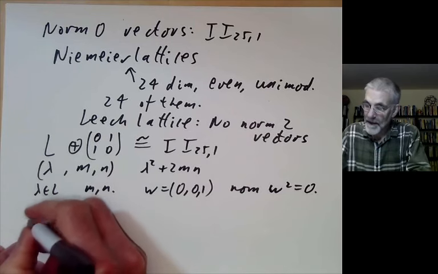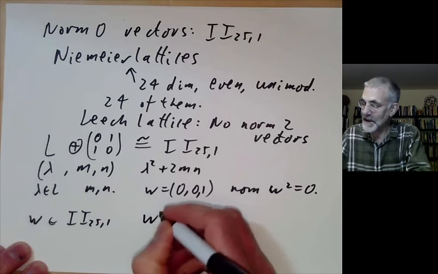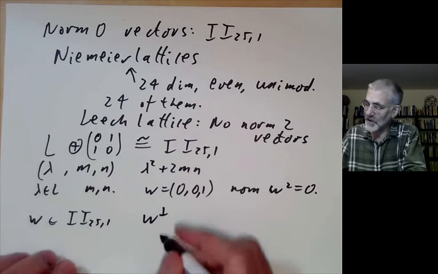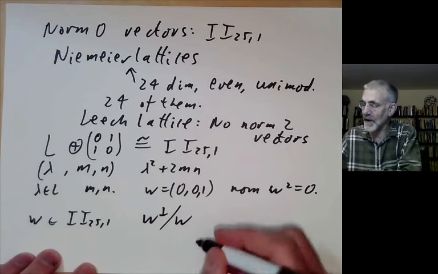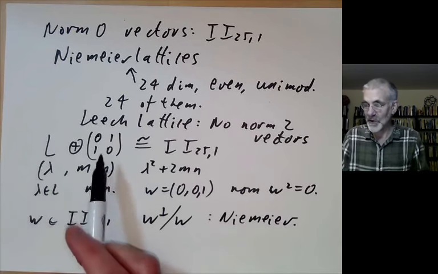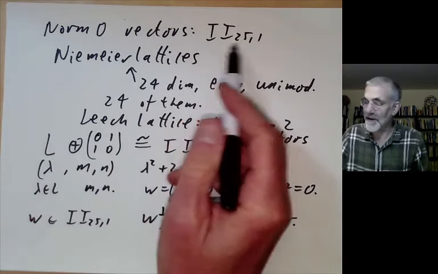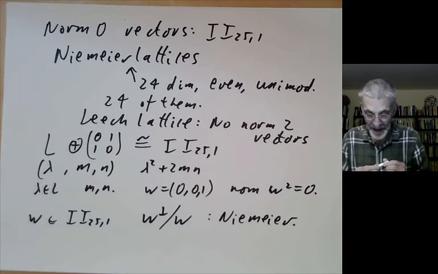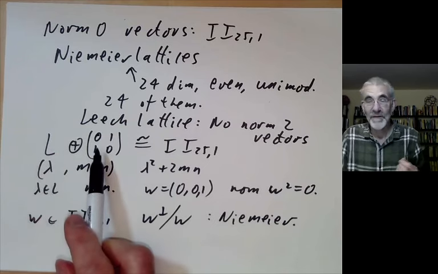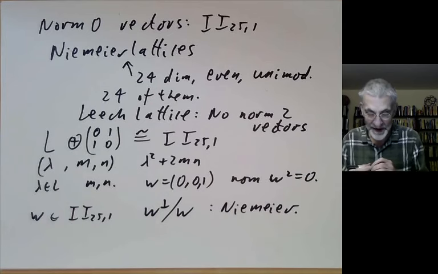On the other hand, if we've got a norm 0 vector w in this 26-dimensional even Lorentzian lattice, we can take the orthogonal complement of w, and this is 25-dimensional. It's not quite positive definite because it's got the norm 0 vector w in it, but if we then quotient out by w, this becomes a Niemeier lattice. So this gives us a bijection between isomorphism classes of Niemeier lattices and orbits of primitive norm zero vectors in this lattice here. And you can use this in both directions. You can either use the classification of Niemeier lattices to find the primitive norm zero vectors, or you can run it backwards and use the classification of primitive norm zero vectors to classify the Niemeier lattices.